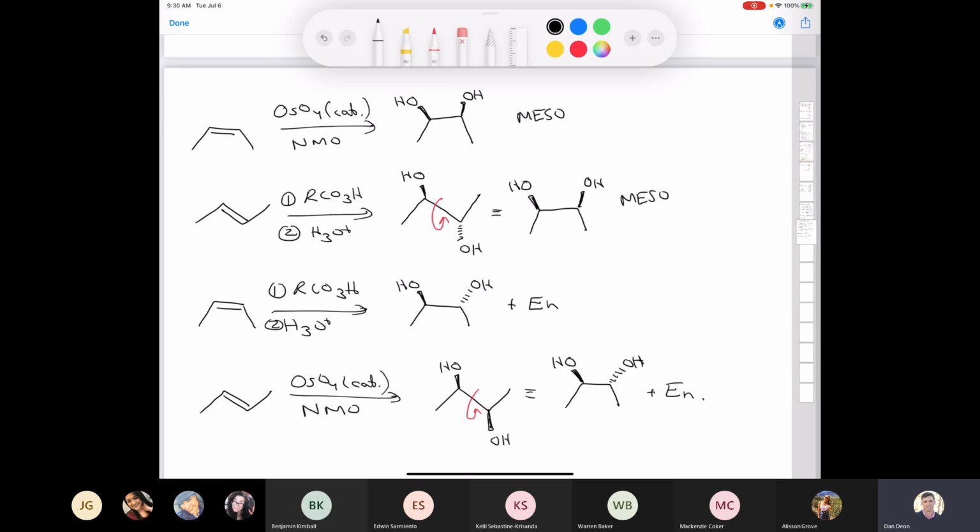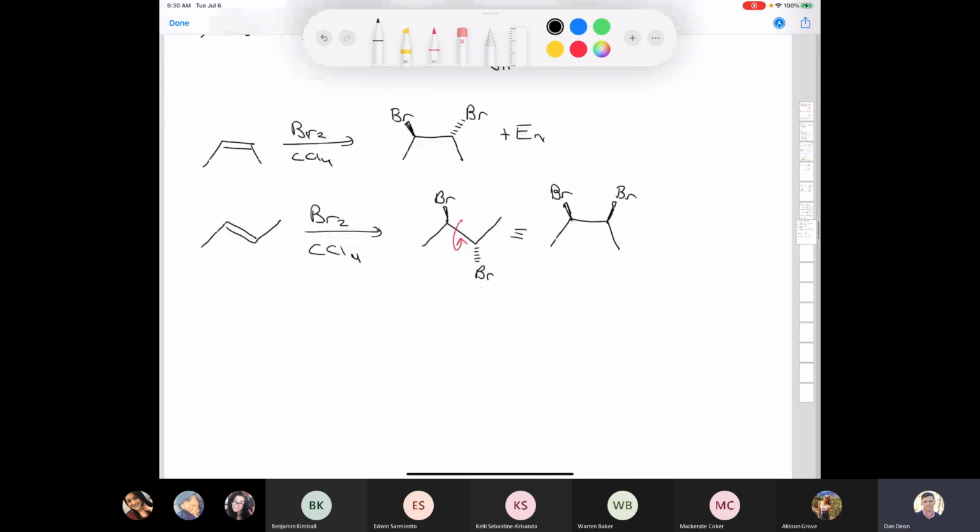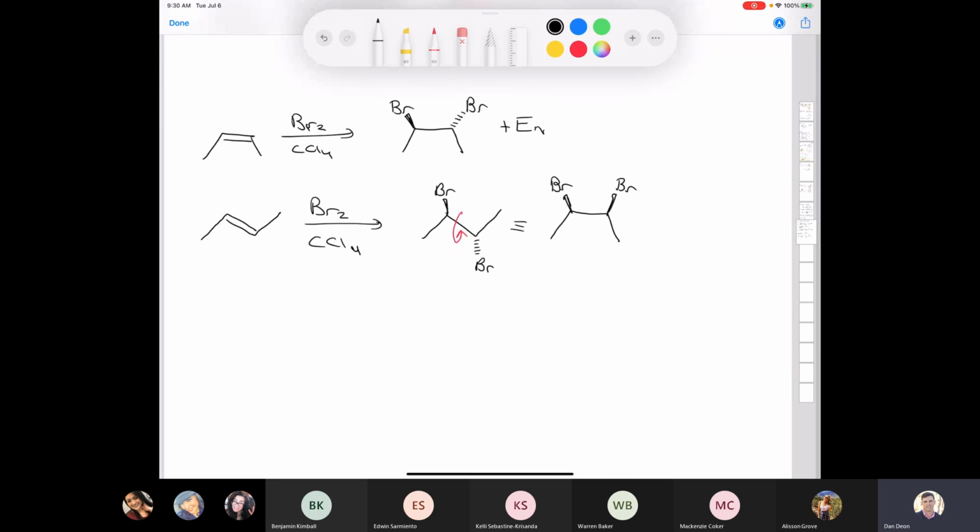So there you go, my friends. And that kind of covers syn and anti-addition, and it's something that shows up even more in organic chemistry too. So something that you definitely want to be on the spot with is syn and anti-addition. All right, there we go.